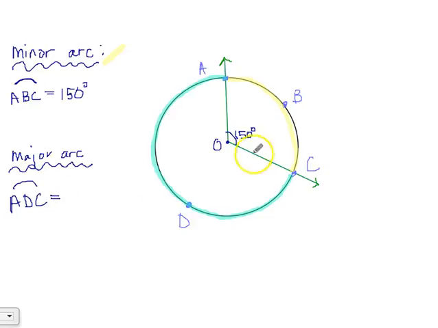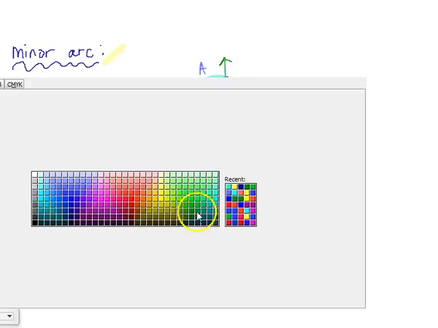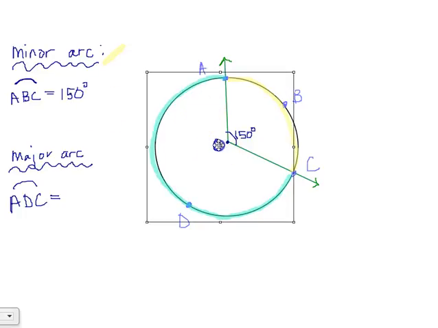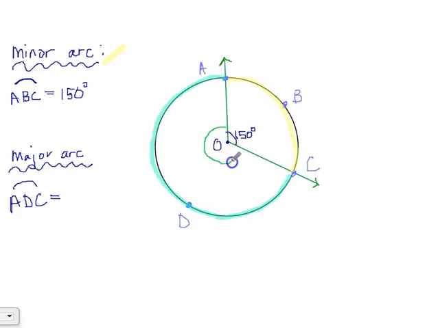Do you know how many degrees would be in the measurement of our major arc? So think about what we know about circles. How many total degrees are there in a circle? There's 360 degrees in a circle. There's a total of 360 degrees.